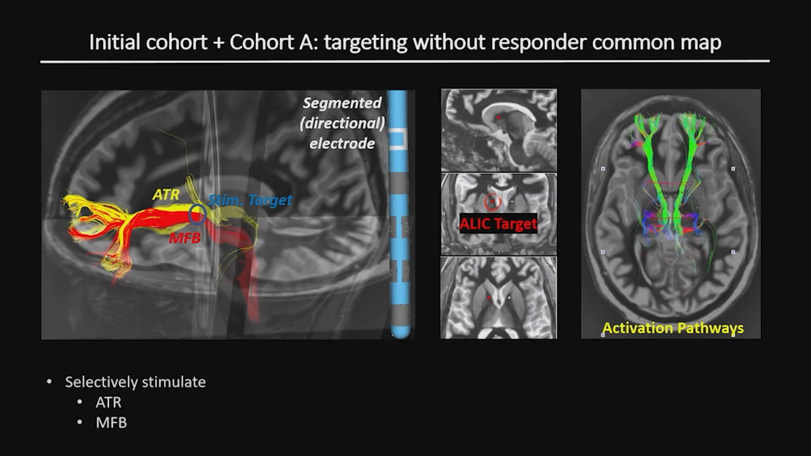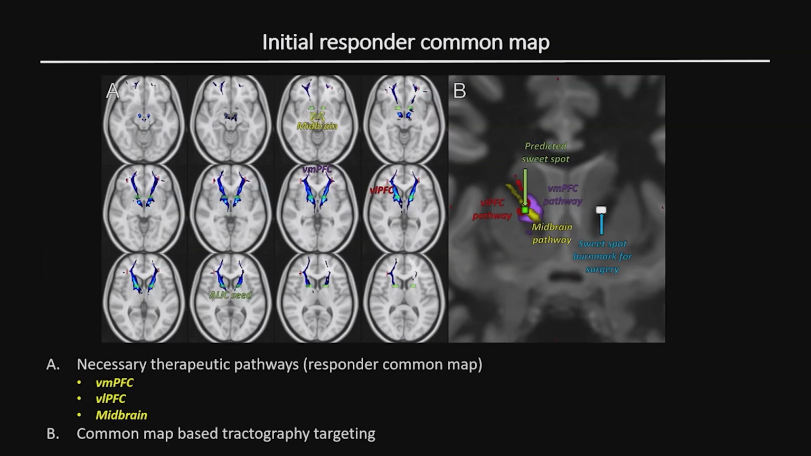So here is how we started at the beginning. We wanted to utilize a directional electrode, and we put our electrode in the middle of the two bundles, ATR and MFB. When we utilize this directional lead, we can steer to one bundle instead of stimulating both. However, finally, we got our result that we need both bundles to make patients better. So we need to stimulate ATR and MFB.